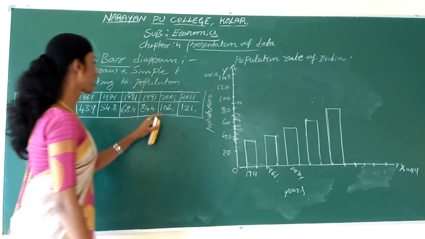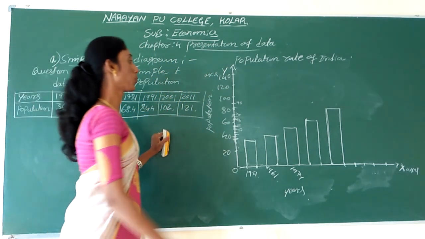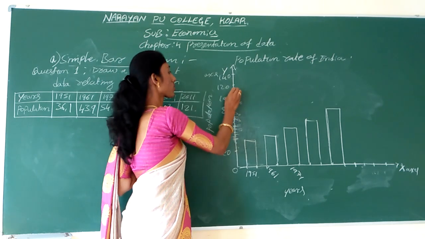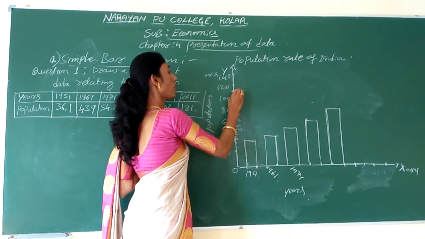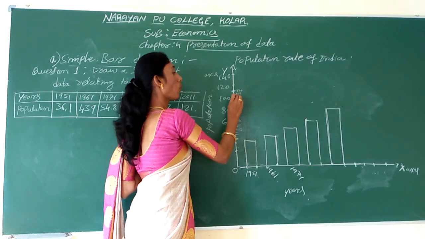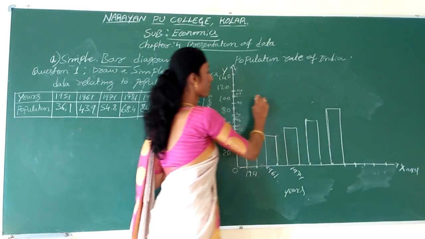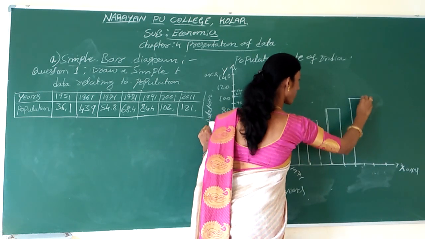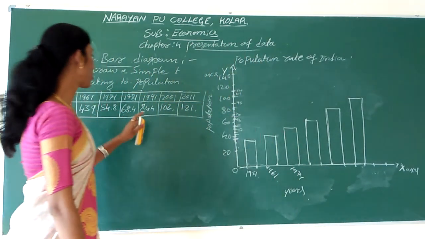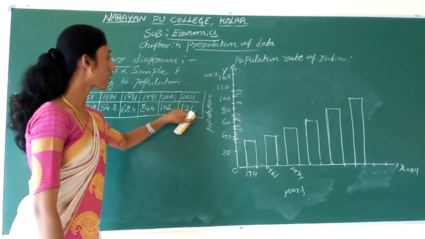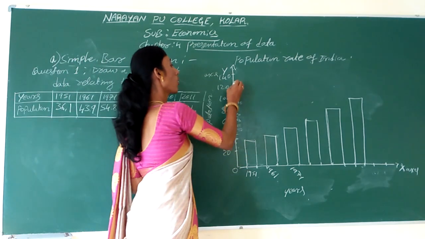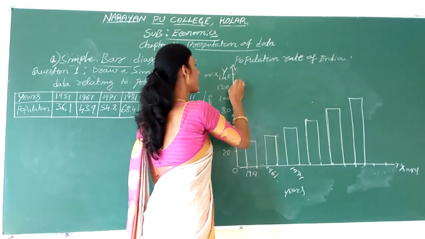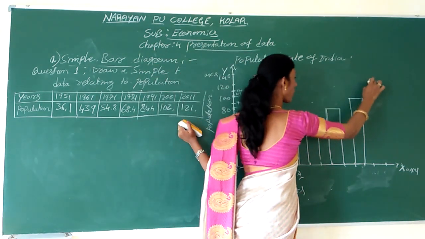Then move to the next. In 2001 we have 102. 102 means slightly above the 100. We will get 102 because it is 110 and 105. Here we will have 102 slightly above the 100. Got it now? Then come to one more, 2011. In 2011 we have 121 crore of population. 121 means slightly above the 120. Take 1 point above 120. Then it is 121. Then draw a diagram.